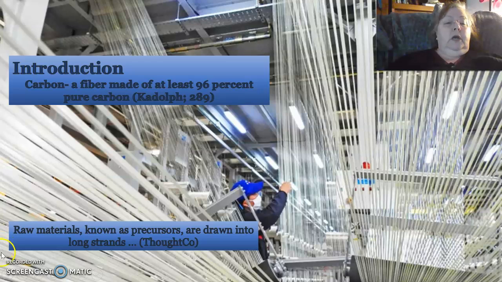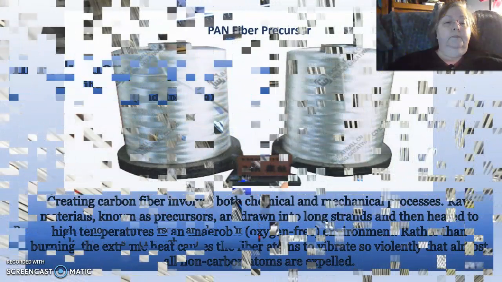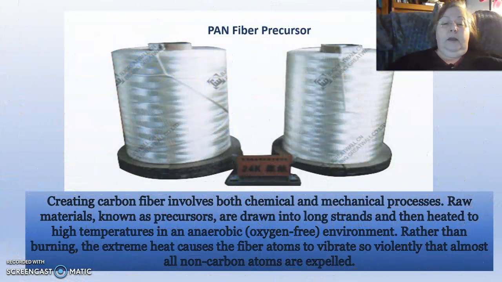Introduction. Carbon fiber is a fiber made of at least 96% pure carbon. Raw materials known as precursors are drawn into long strands. Creating carbon fiber involves both chemical and mechanical processes. The precursors are drawn into long strands and then heated to high temperatures in an anaerobic, oxygen-free environment. Rather than burning, the extreme heat causes the fiber atoms to vibrate so violently that almost all non-carbon atoms are expelled.